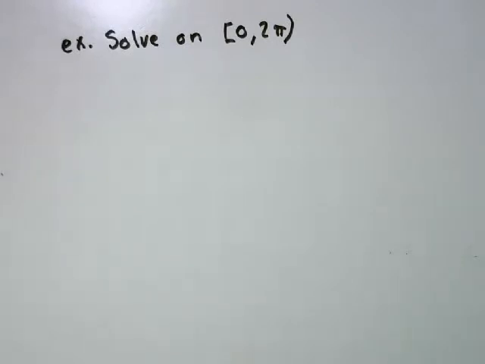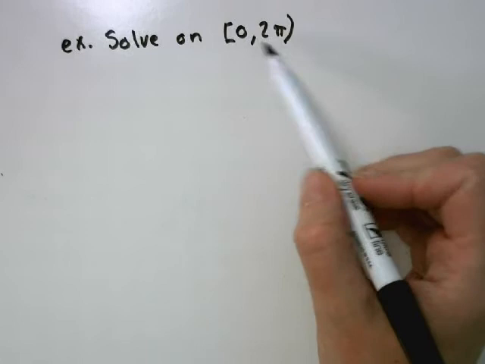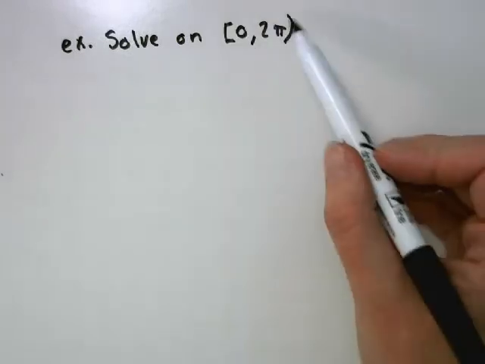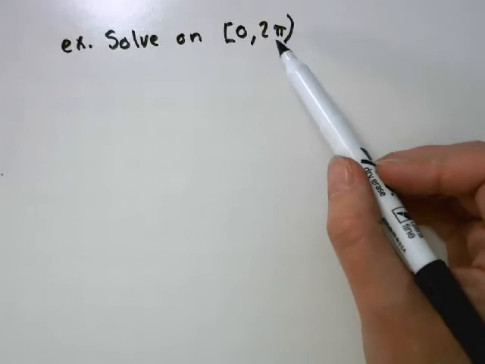Our next set of examples, we're going to solve on the interval 0 to 2 pi. Remember, this notation means the 0 is included, but the 2 pi is not.